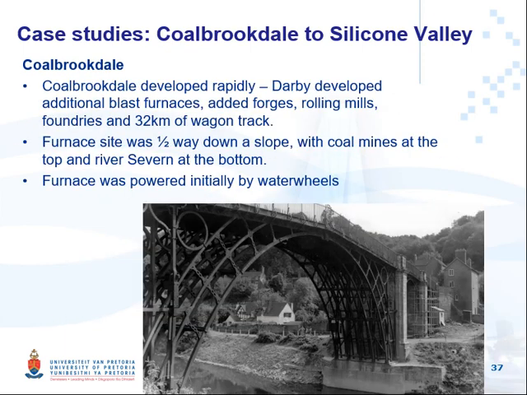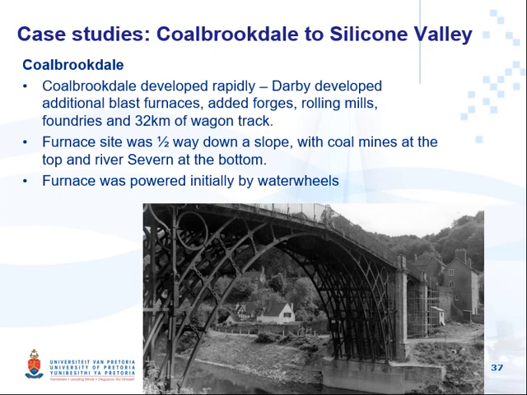The plant at Coalbrookdale grew rapidly. He developed additional blast furnaces. He also added forges, rolling mills, and 32 kilometers of wagon track. The site location was also well chosen. It was close to England's busiest river system, and it was at high ground sloping down to the river. The furnaces were water powered, so the amount of water in the river could limit the production. That was a downside of it.